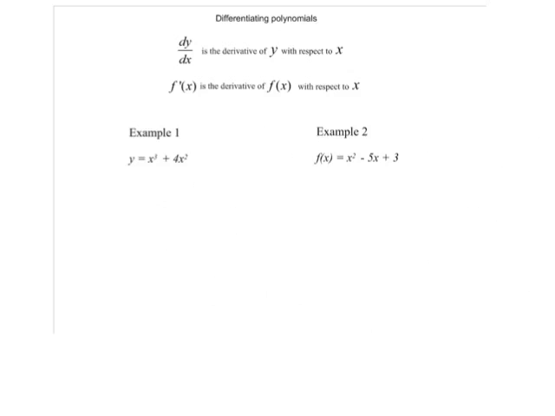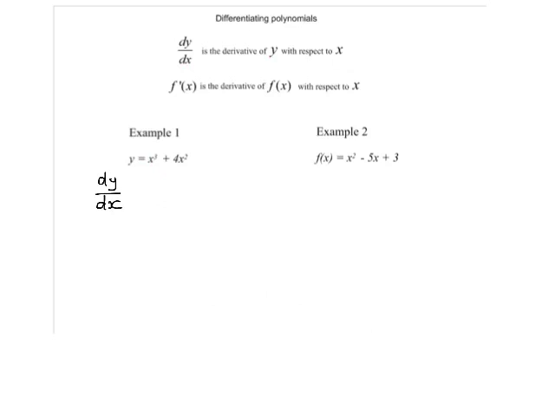Okay, so let's just have a look at the notation that we use when we're differentiating. We say dy dx is the derivative of y with respect to x. So if we've got a function y equals x cubed plus 4x squared, and we're asked to differentiate it, then what we're looking for is dy dx. That is the derivative of y with respect to x.